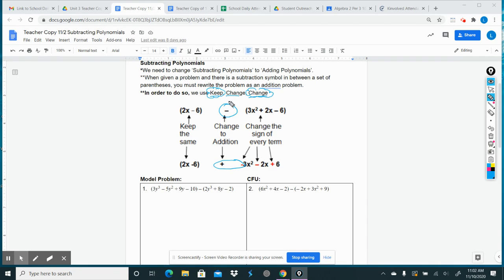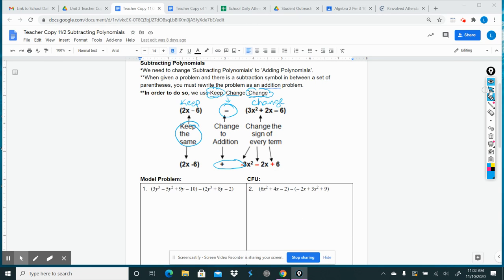So just know that if you have a minus sign in between two parentheses, you are going to keep the first parentheses exactly the same, and you are going to change all the signs of the second set of parentheses to their opposite. So change all the signs to their opposite sign. Positive 3 becomes negative 3, positive 2 becomes negative 2, negative 6 becomes positive 6.